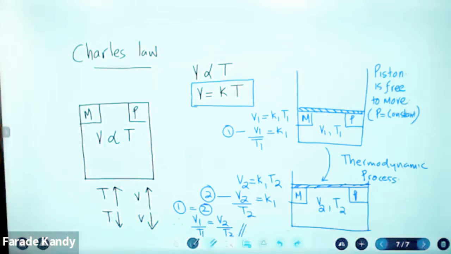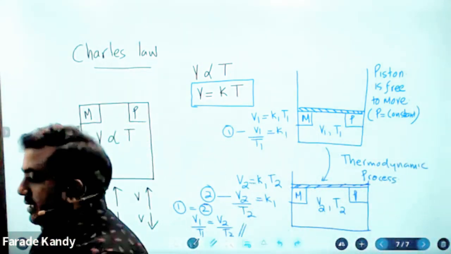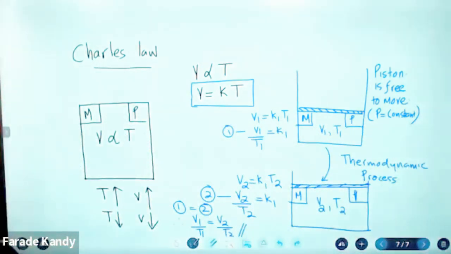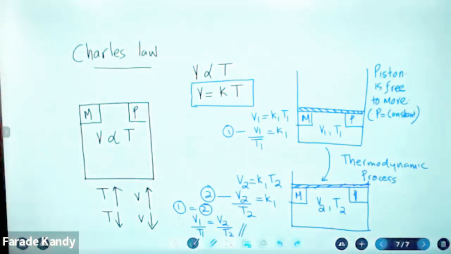For a fixed mass of gas at constant pressure, volume is directly proportional to the absolute temperature.